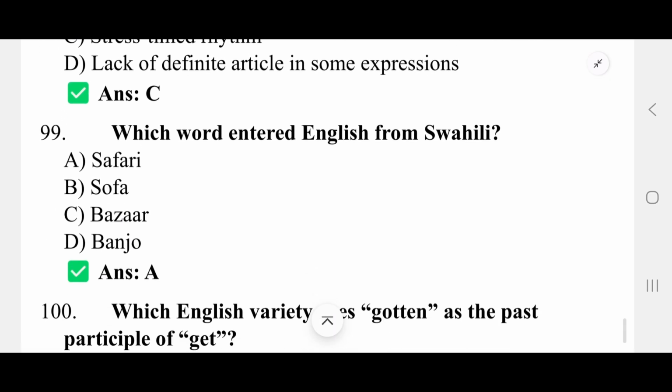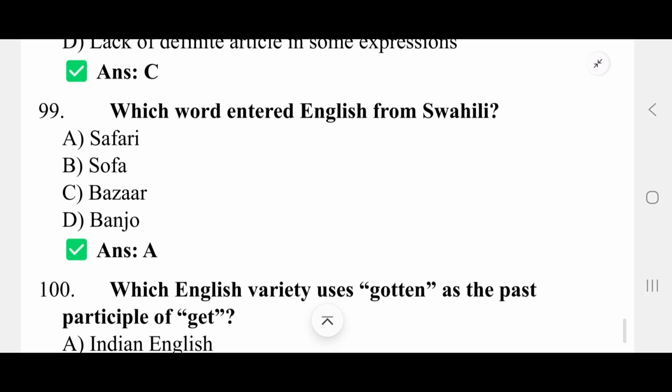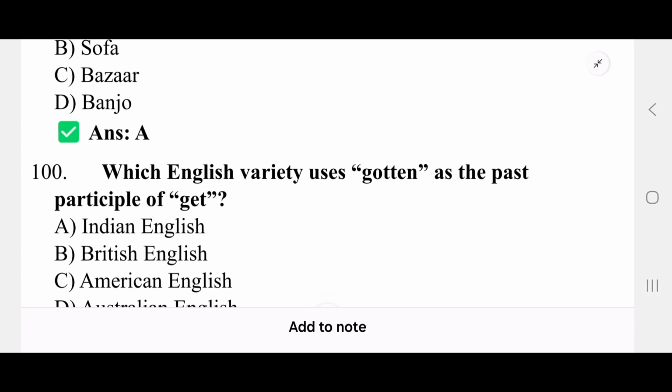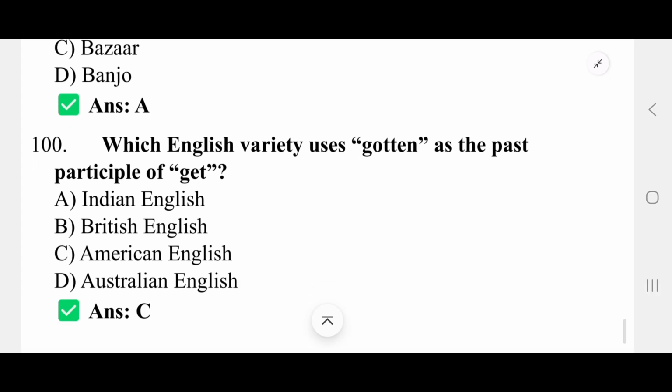Which word entered English from Swahili? Safari, sofa, bazaar, banjo. Option A, safari. Which variety uses gotten as the past participle of get? Indian English, British English, American English, Australian English. So option C, American English is the right answer.